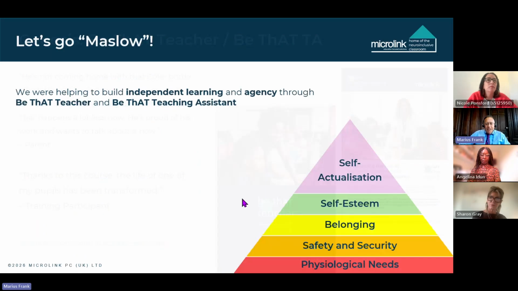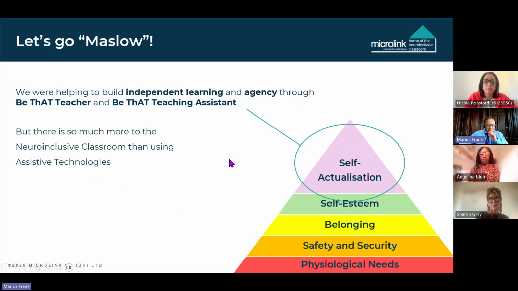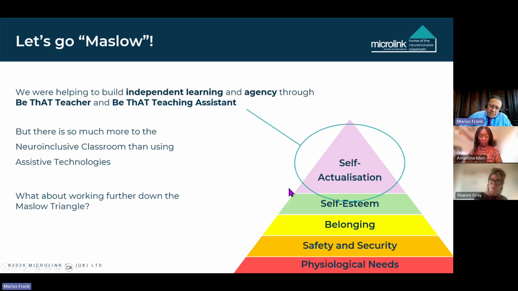But then we thought, hang on, we're doing agency, we're helping independent learning. I wonder if there's more we can do further down the Maslow triangle. This, I think, echoes my interest. Before I went into teaching, I was extremely fortunate to have done 6 years of neurobiology research, brain research. I didn't want to become a leading world authority on deaf mice, so I went into teaching.